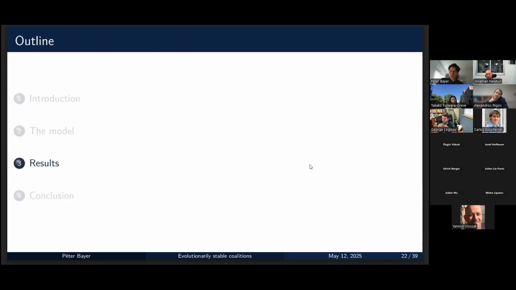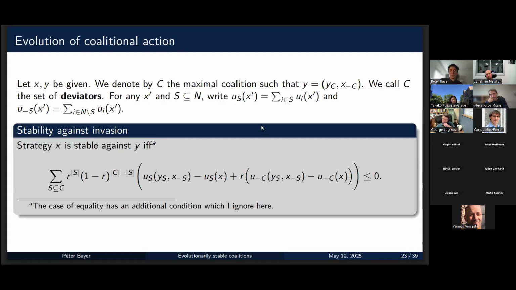Okay, we've gotten through the model. Let's see what happens. So the main result is this. I have two strategies, and I'm denoting by C the maximal coalition where the strategies are different. Okay, so C is all the types where Y is different from X. It may be that Y is different from X in every type, in which case C is N, but it may be smaller. In any case, I'm going to call C the set of deviators.